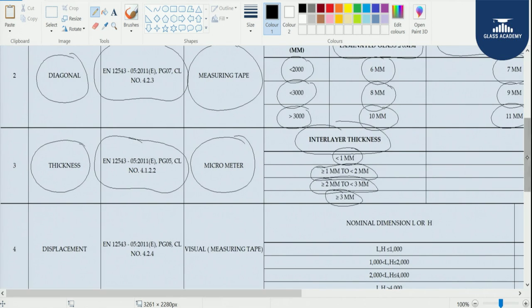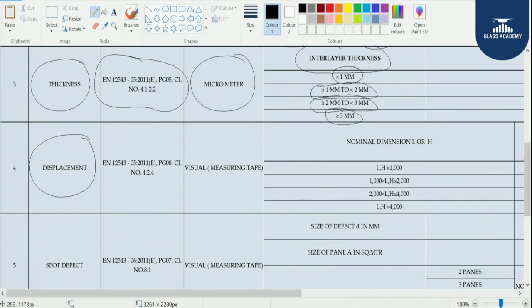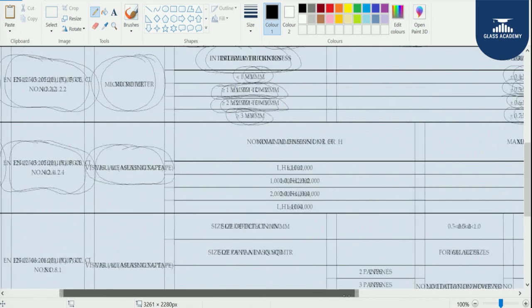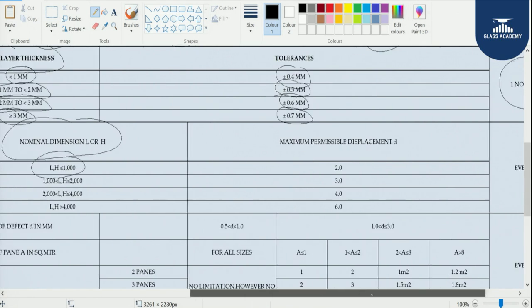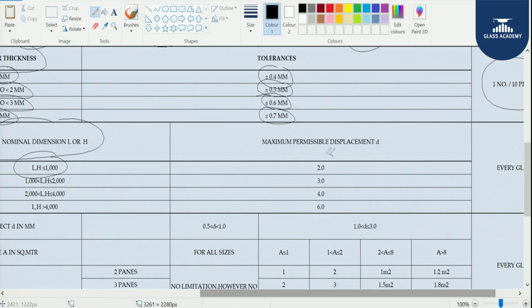Next, let us understand the next test parameter, that is the displacement or the offset. The standard that we follow is EN12543 part 5, and generally we measure the displacement visually or with a measuring tape. Here also we need to understand the nominal dimensions. The displacement is always dependent on the dimensions of the glass. If my panel size is less than or equal to 1000, the maximum displacement allowed is 2 mm. If my panel size is between 1000 and 2000 mm, the displacement allowed is 3 mm.